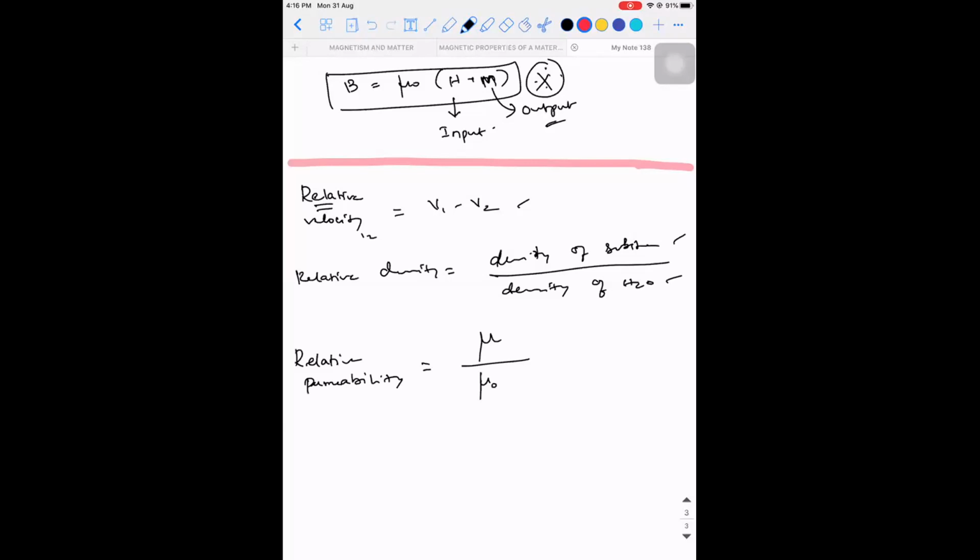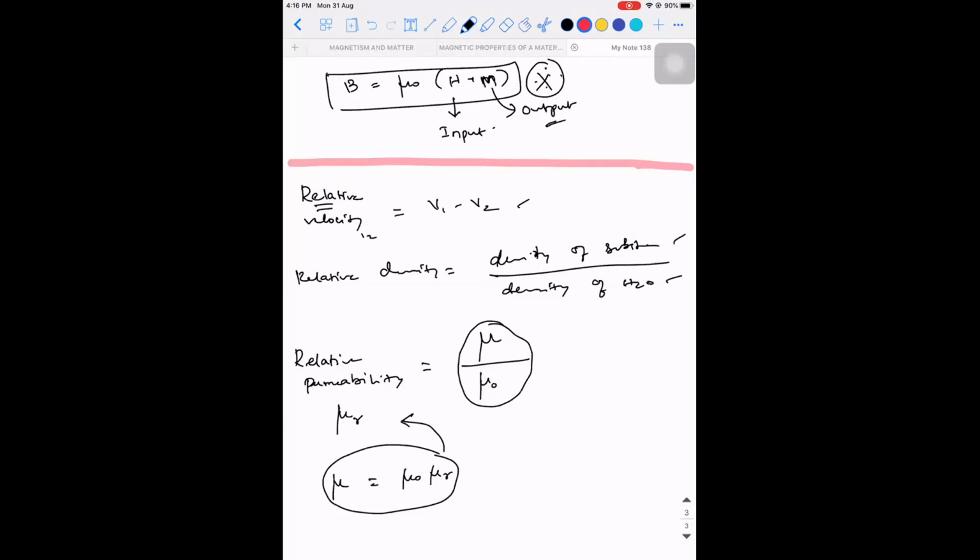So this mu divided by mu naught is given by the symbol mu r. Just like how we have relative permittivity or dielectric constant, relative permeability doesn't have any other name. It's just called relative permeability. That's it. So in some of the books, you will see mu written as mu naught into mu r, and that reason comes only from this.